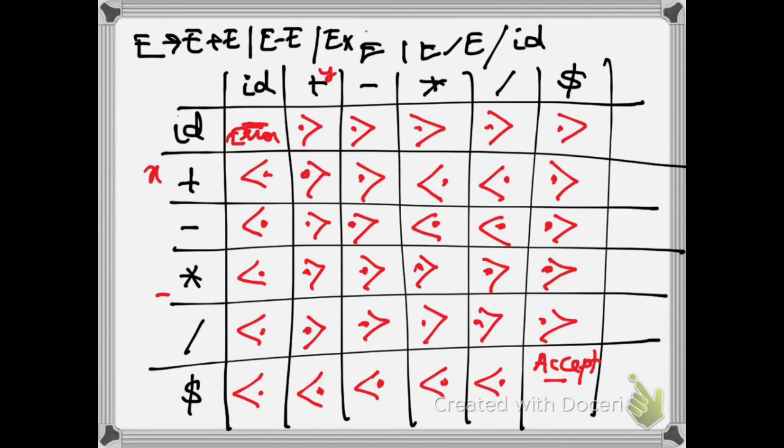So the first thing that we have to do, given a grammar, is to check if it is an operator grammar. If not, we have to convert it into an operator grammar and construct this operator relation table or operator precedence table. Next, we go on to the actual parsing algorithm.